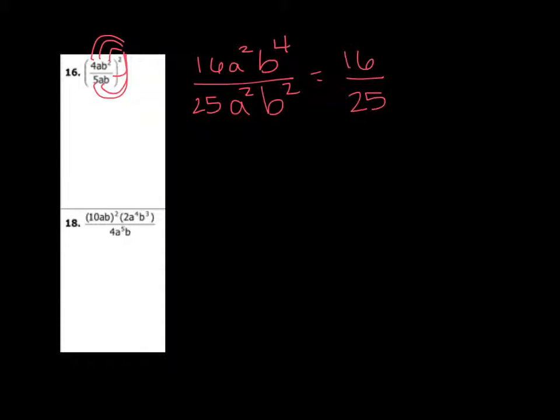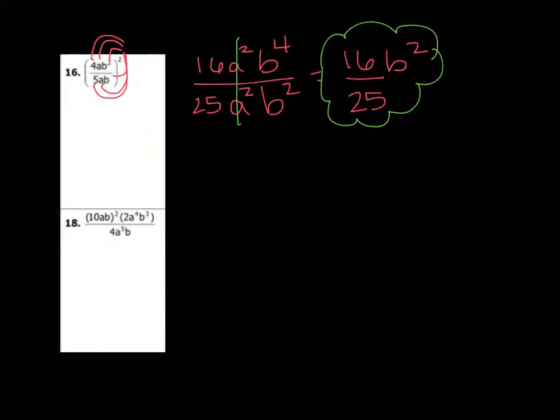Then a squared divided by a squared, well, anything divided by itself is 1, so those cancel. And then b to the fourth divided by b squared. So dividing powers with the same base, keep the base and subtract your exponents. 4 minus 2 is 2. So 16 over 25 b squared is your finalized answer.